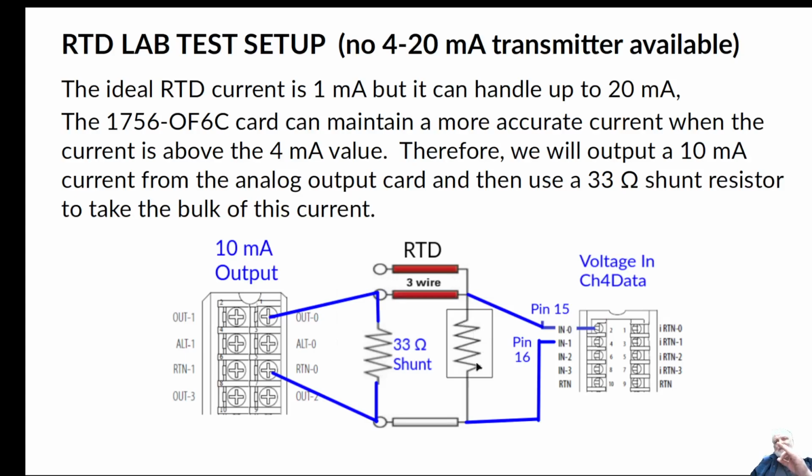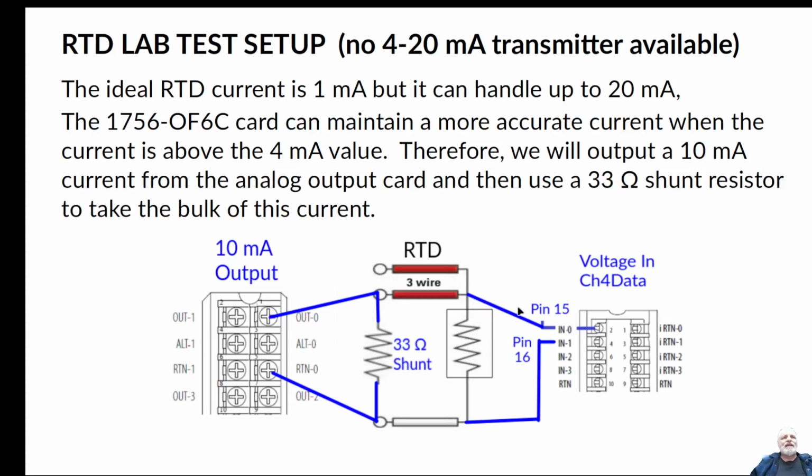So remember, this resistor in the box here is 100 ohms when the temperature is at 0 degrees Celsius, or 32 Fahrenheit at freezing. And so what'll happen, 33 ohms is about a third of that. So we're going to get a little more than 2/3 of the current going through the shunt, and what's left over is going to go through the RTD.